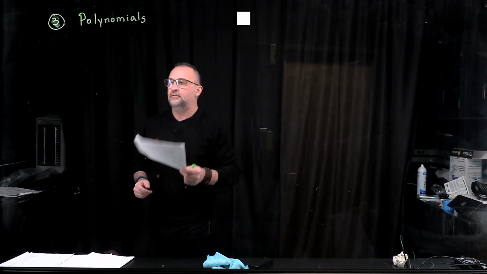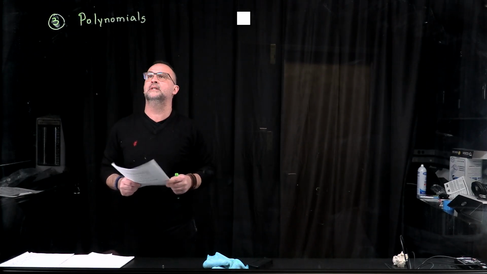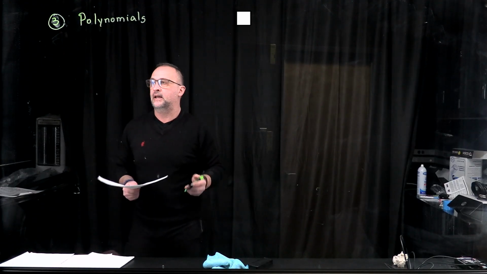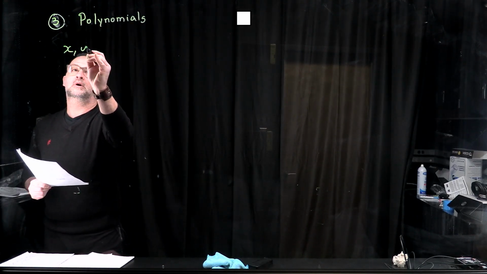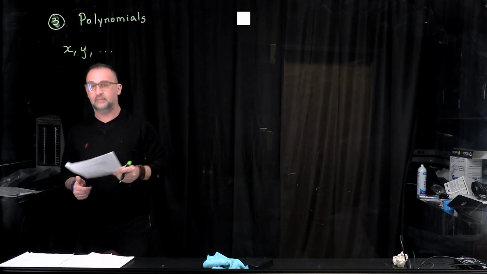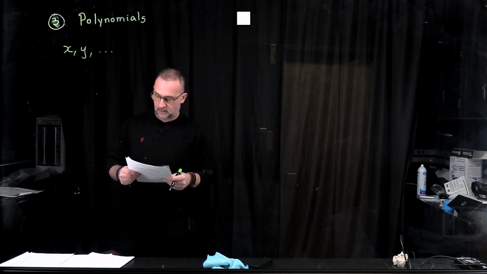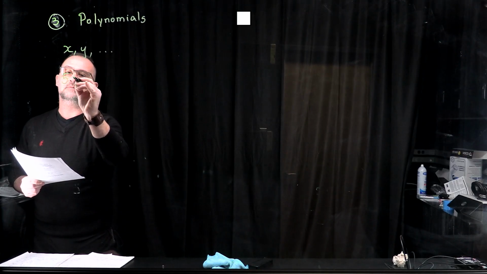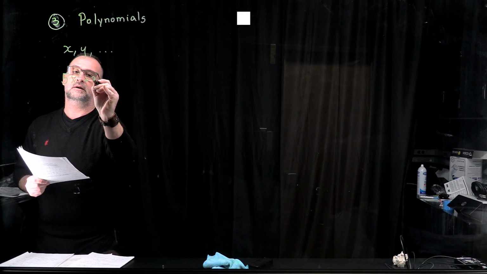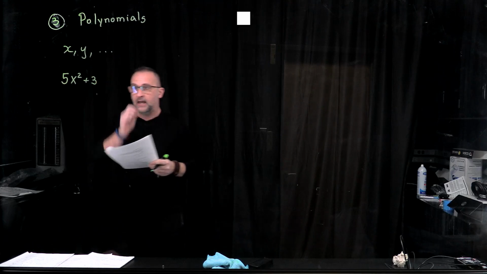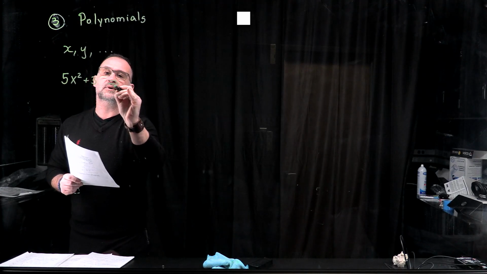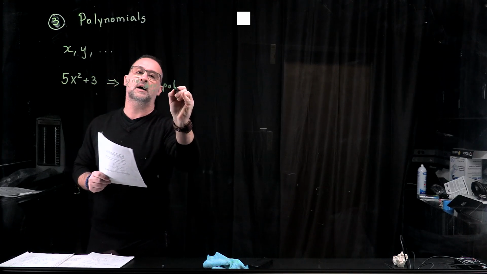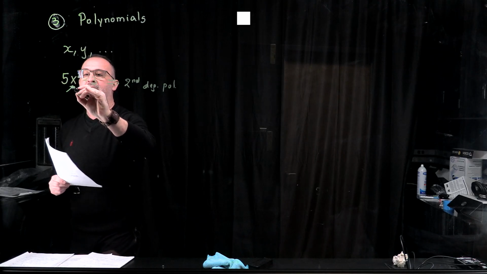So this is part 3 of our algebra primer. It's about polynomials. A polynomial is an algebraic expression that can contain 1, 2, 3 or more variables, x, y, z, and so forth, and have the form of, say, 5 times x squared plus 3, let's say. And we're going to call this a second degree polynomial with respect to the variable x.